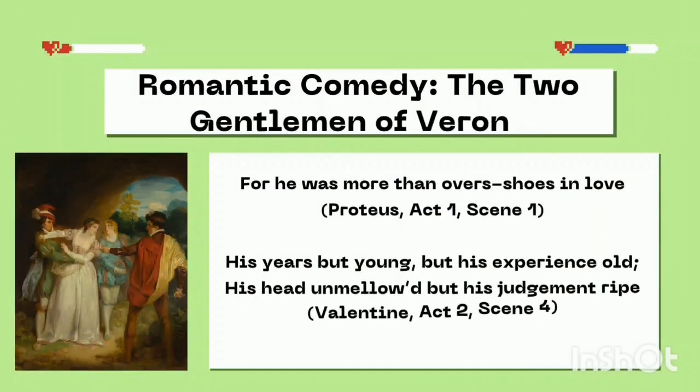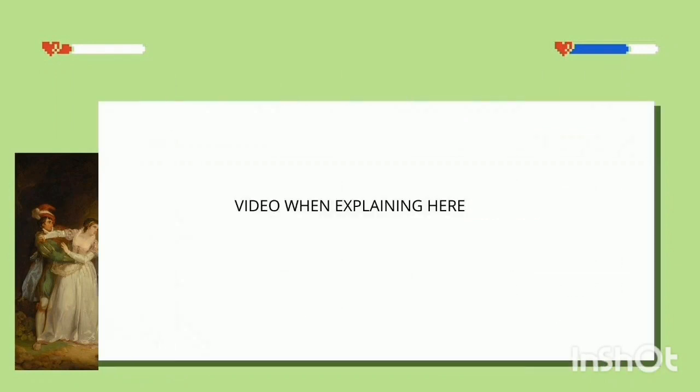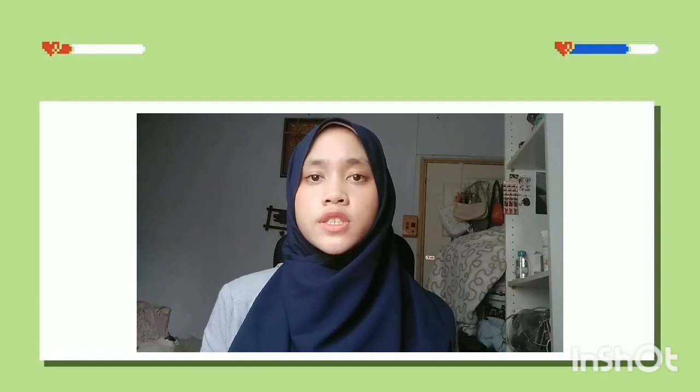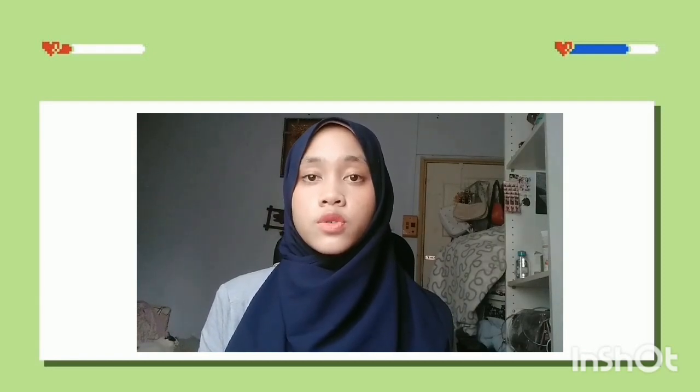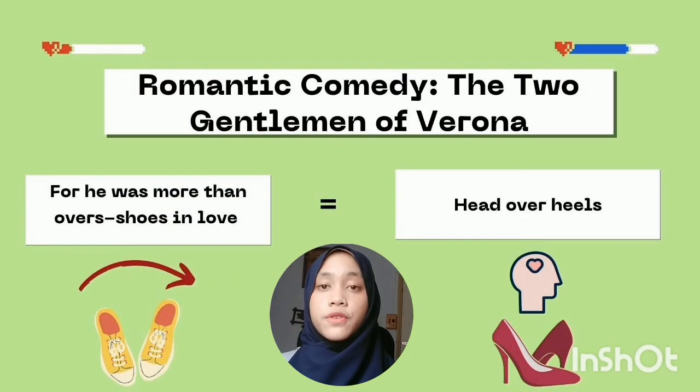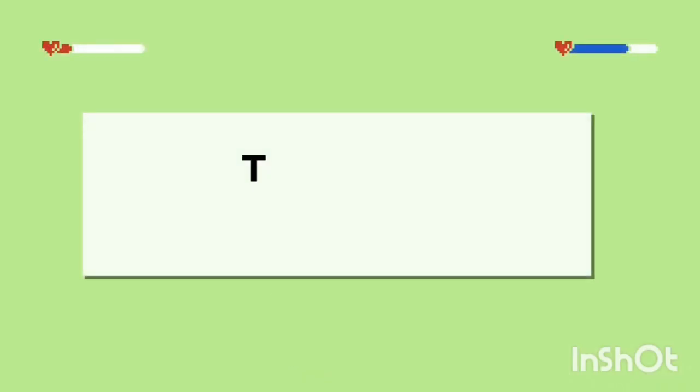Examples of memorable quotes from the work include, "For he was more than overshoes in love." Proteus, Act 1, Scene 1. "His years but young, but his experience old, his head unmellowed, but his judgment ripe." Valentine, Act 2, Scene 4. From some of these examples, it can be seen that Shakespeare's presence in the English language can be felt, as there are similarities in the figures of speech used in modern English. As a metaphor, overshoes in love is synonymous with the modern English idiom head over heels.